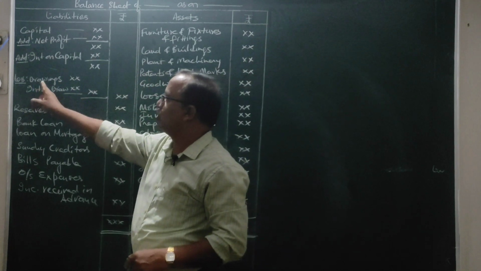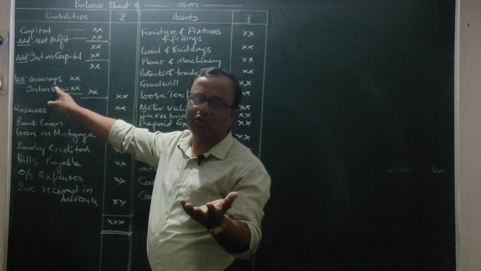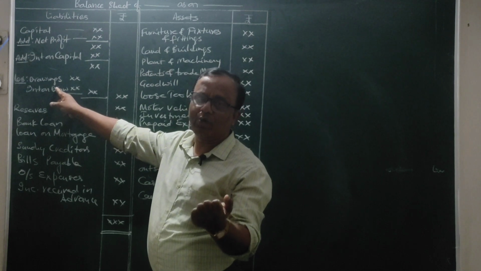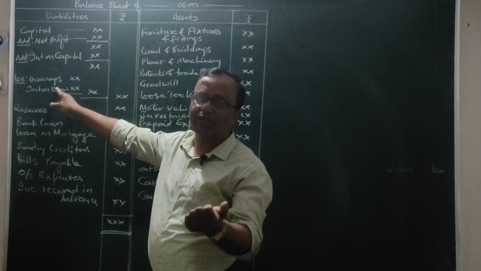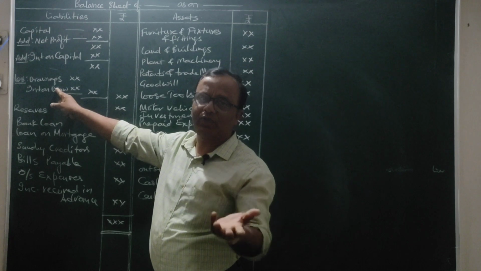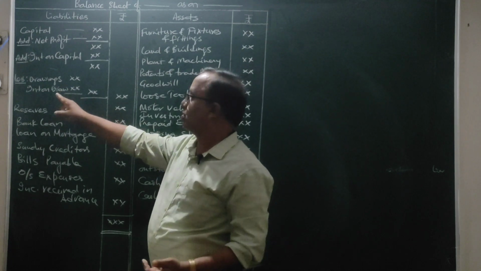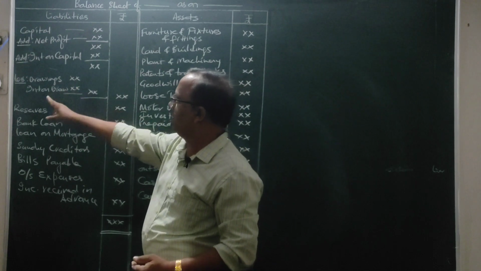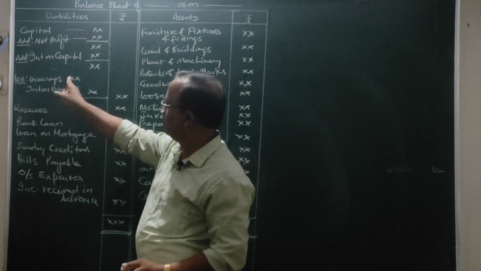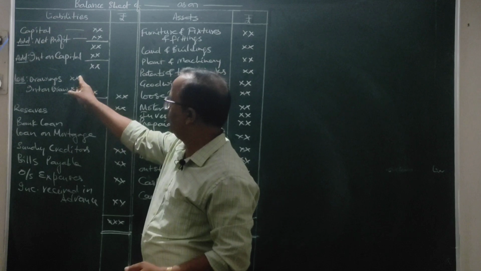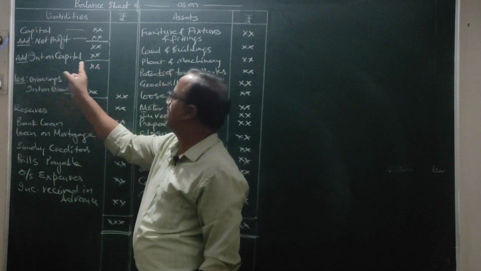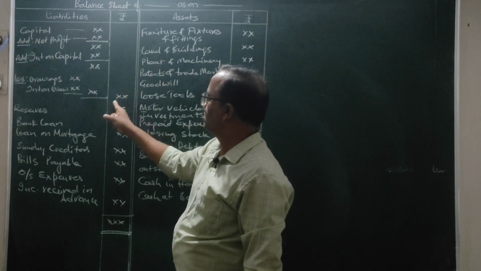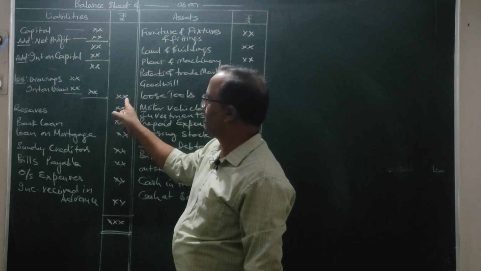Then again, less drawings. Drawings are nothing but money or money's worth drawn by the proprietor for personal use, for himself or for his family members. So the drawings we will deduct from the capital. We are taking it in the column here. Then again, if interest on drawings is there, that also will be added to this. Both put together, we will deduct from the capital. Ultimately, this is the capital at the end of the year, which we are writing into the outer column.